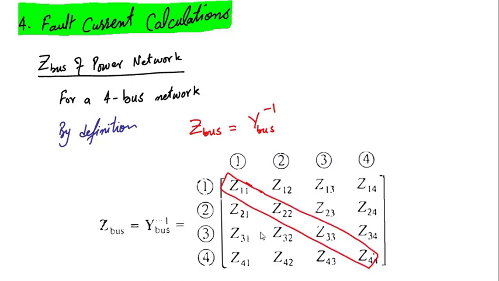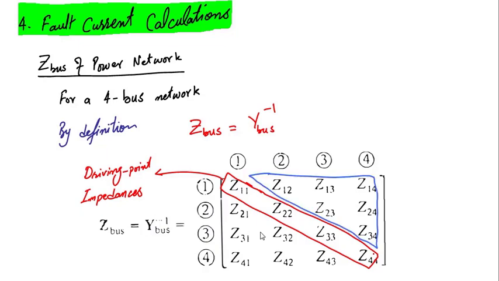Here in this matrix, the diagonal entries are known as, similar to the diagonal entries of Y bus, driving point impedances. Further, we will see what type of information we can extract from this impedance matrix. And the off diagonal entries are known as mutual impedances or transfer impedances.